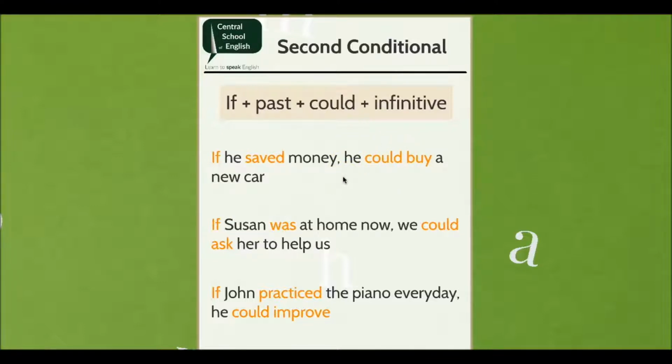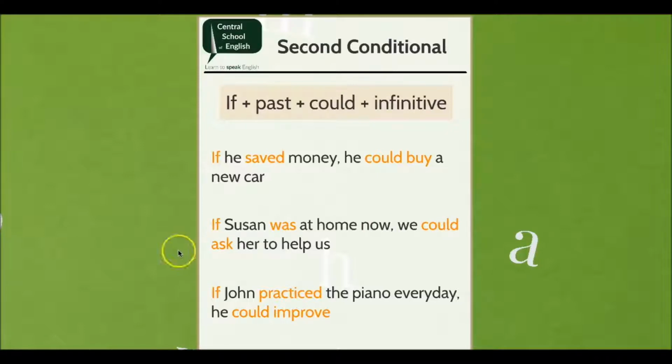Here is a second example. If Susan was at home now, we could ask her to help us. In this sentence, we use the second conditional because Susan is not home at the moment. We are imagining an impossible situation. We use the modal verb could to emphasize the ability to ask Susan for help.